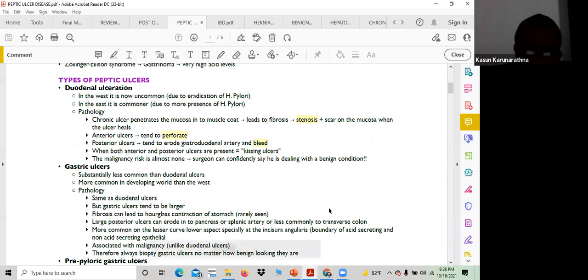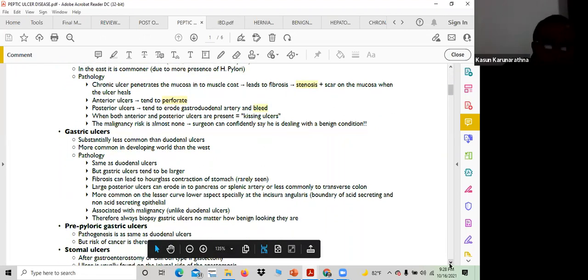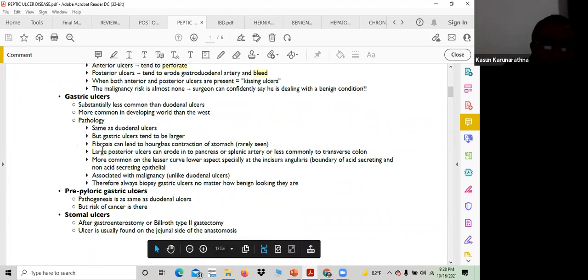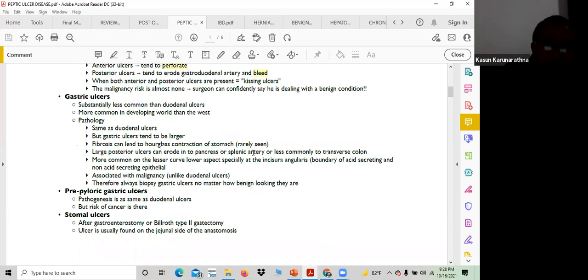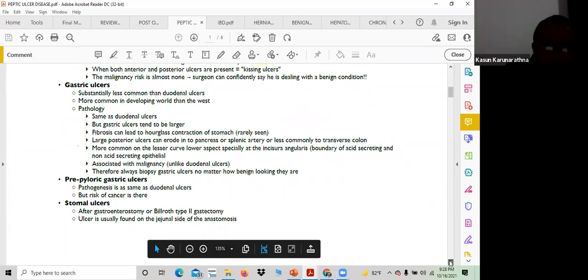Gastric ulcers tend to be large, right? Fibrosis can lead to hourglass contraction of the stomach. Large posterior ulcers can erode to the pancreas or splenic artery, or less commonly the transverse colon. Right? There's a high association with malignancy, so you should take biopsies in gastric ulcers, right?